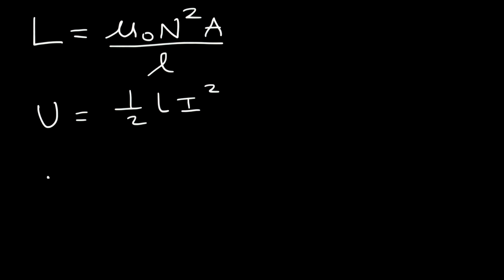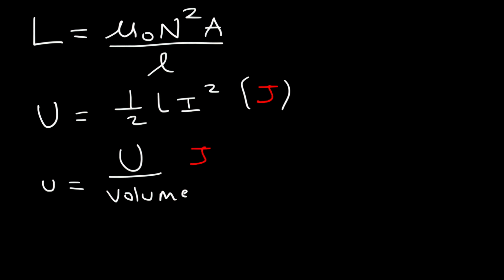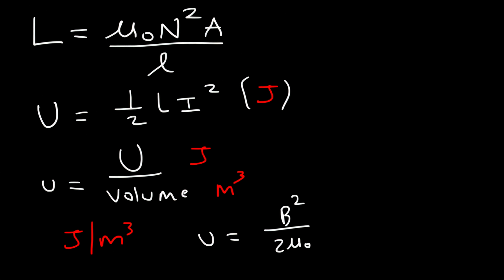Sometimes you may need to calculate the energy density, which is represented by lowercase u, and that's equal to the energy, capital U, divided by the volume. The potential energy is measured in joules. The energy density is going to be joules per cubic meter. The energy density is equal to B squared over 2 mu 0. That's how you could find the energy density relative to the magnetic field.